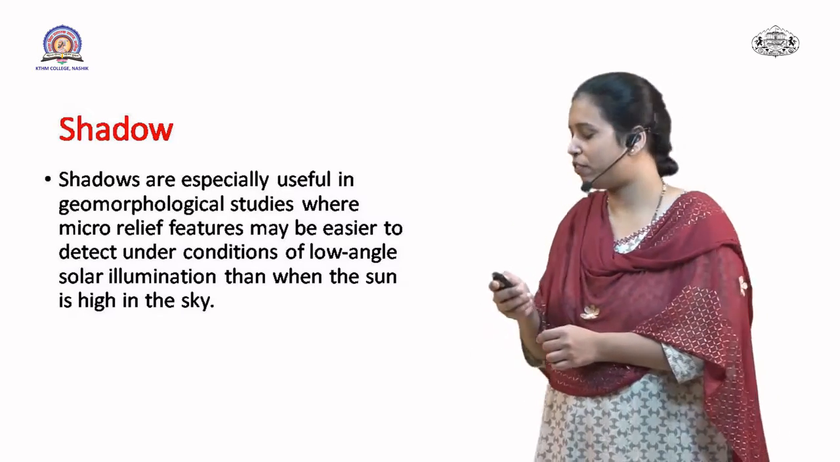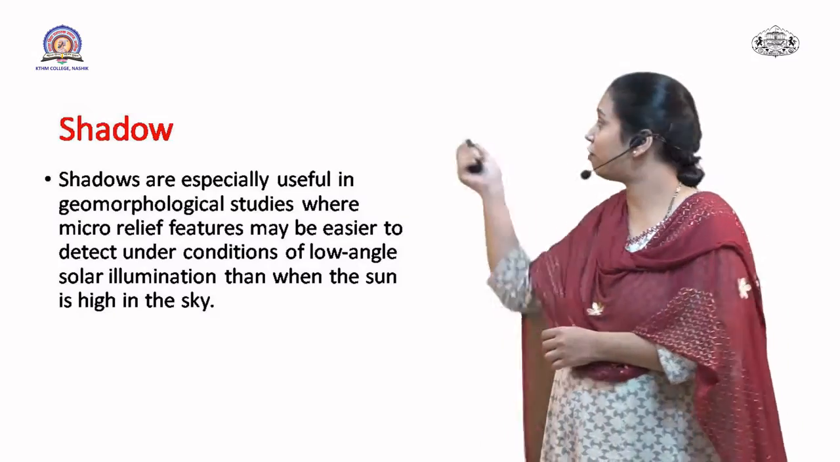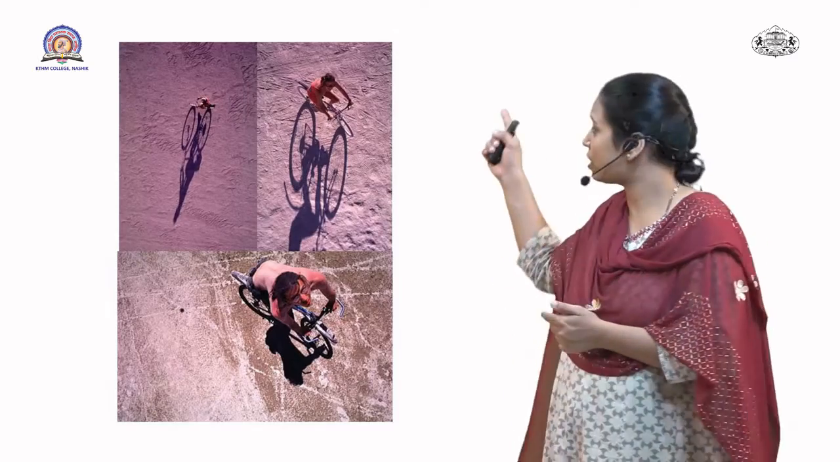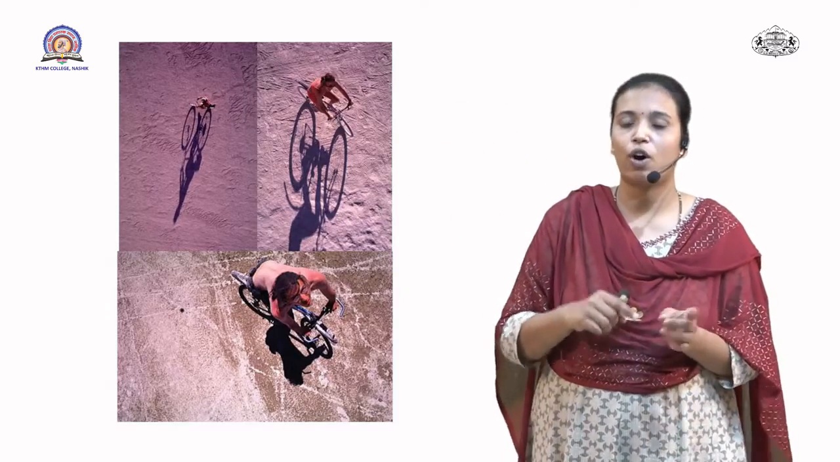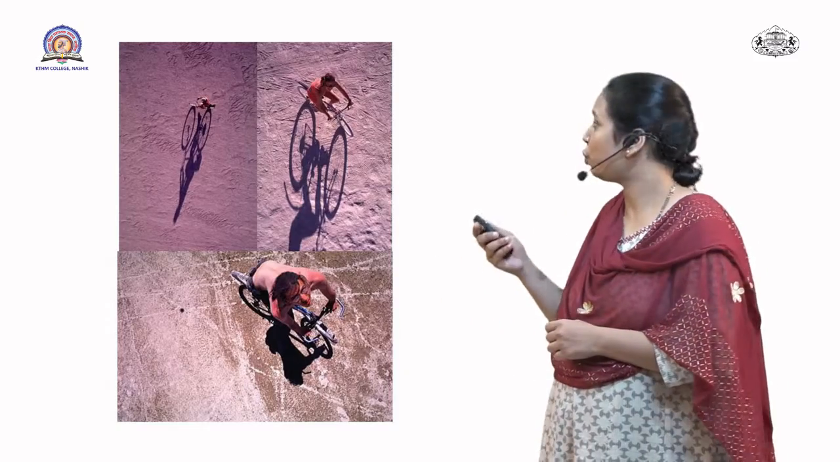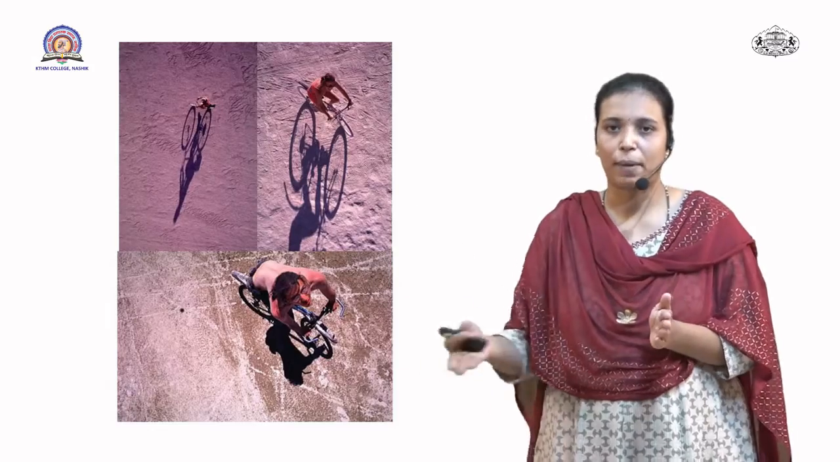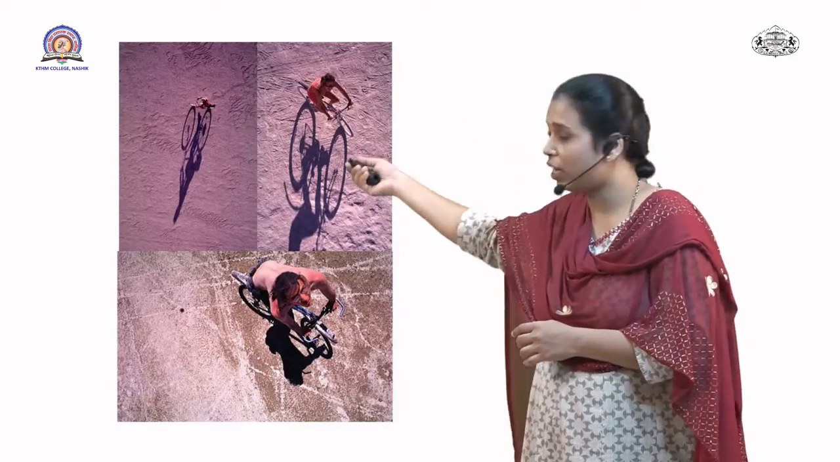For example, if we are studying this image, this is the perfect example of shadow. In the first image you can see the man who is cycling, and the shadow is very long. So it may be the time of morning or evening, when the sun is in line with that man, or it may be at 180 degrees. So the shadow is very long.